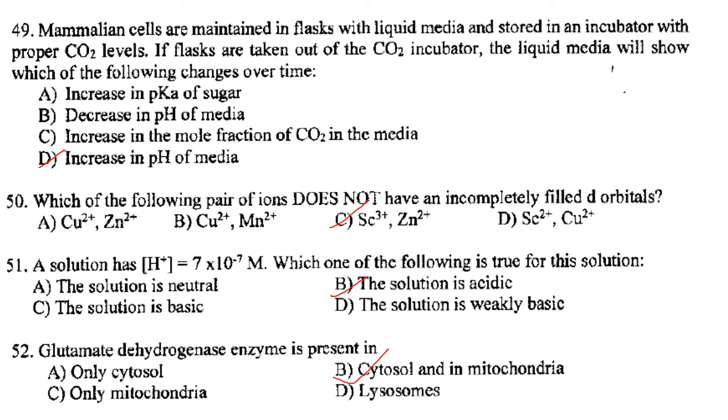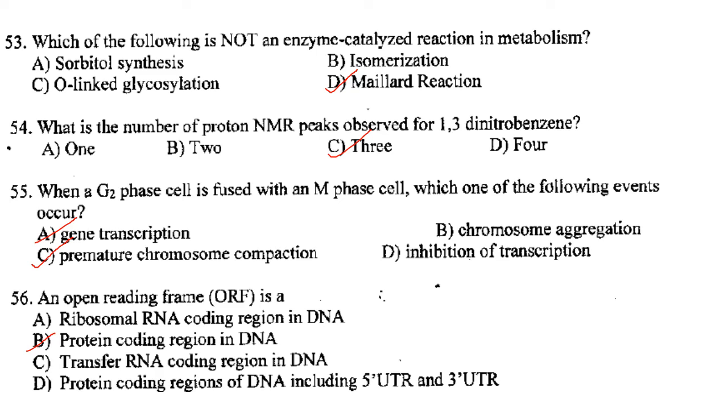Then glutamate dehydrogenase enzyme is present in. So it is present in cytosol and in mitochondria. Answer is option B. Then which of the following is not an enzyme catalyzed reaction in metabolism? So it is Maillard reaction. Now it is a non-enzymatic reaction between sugars and proteins that occurs upon heating and that produces browning of some foods such as meat and bread. So the answer here is option D, that is Maillard reaction.